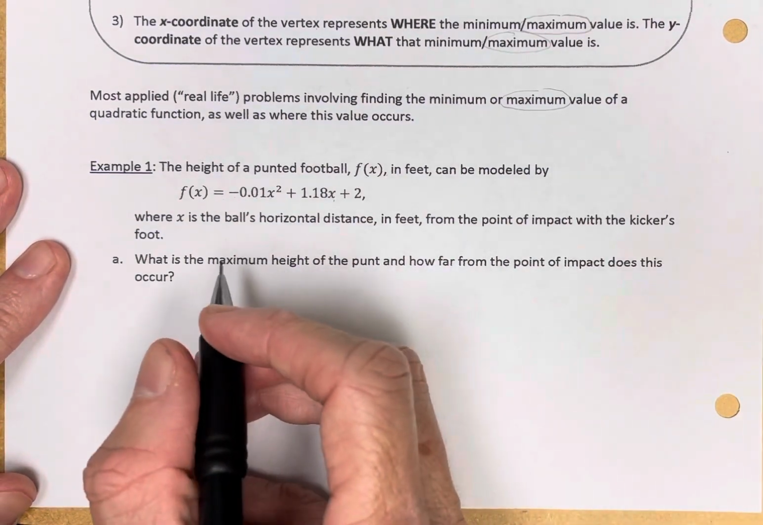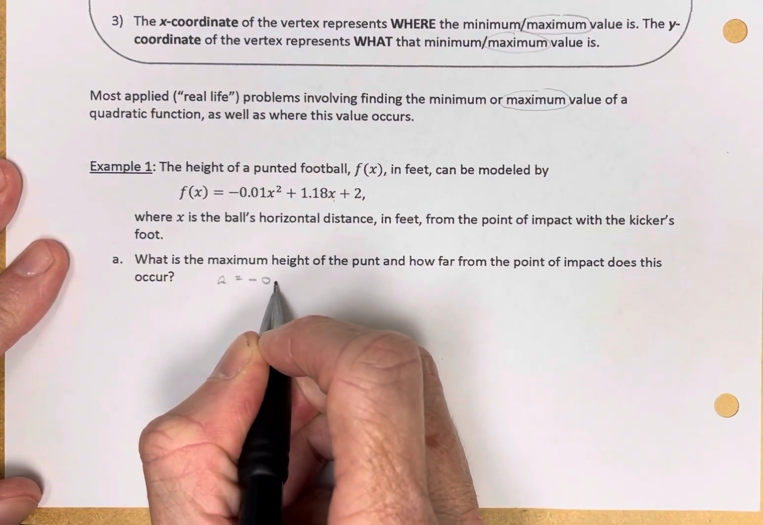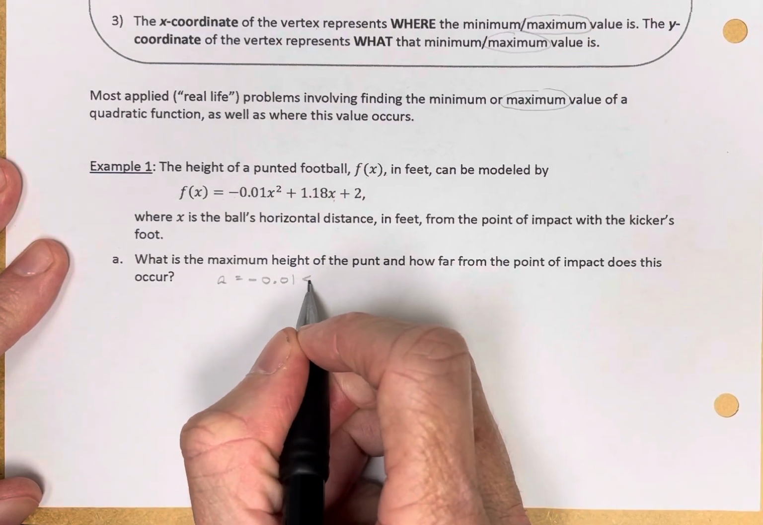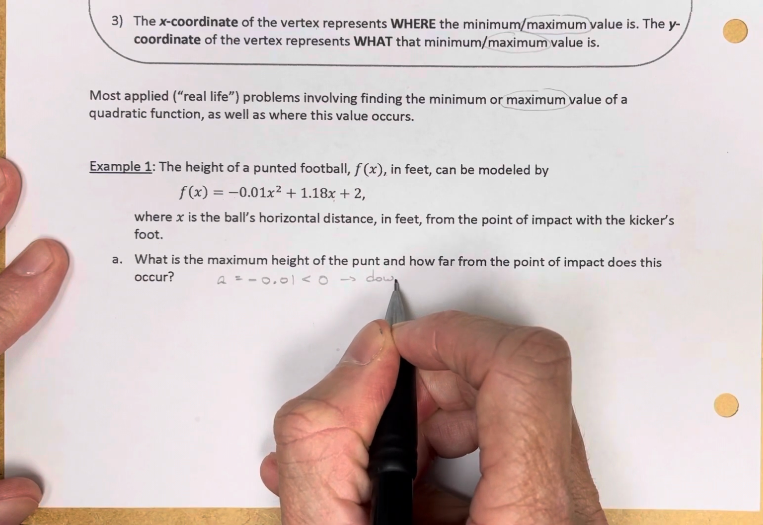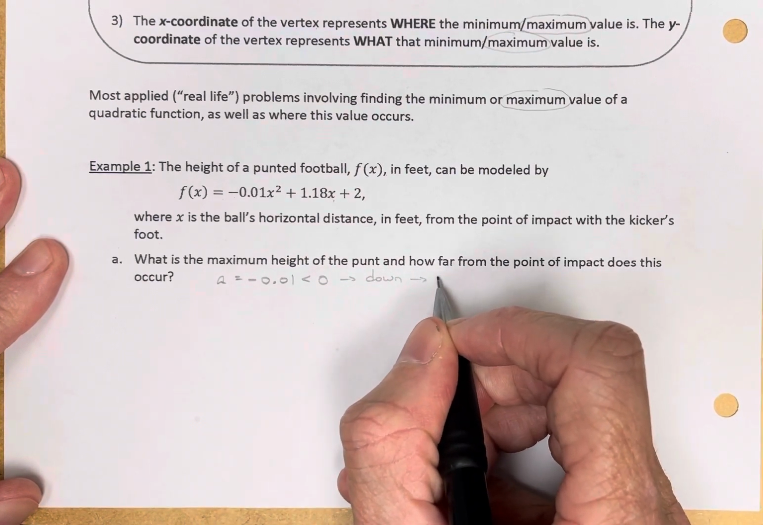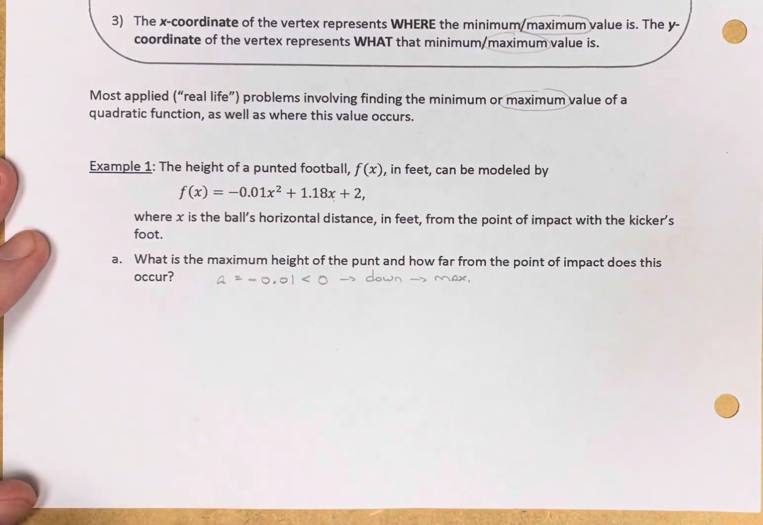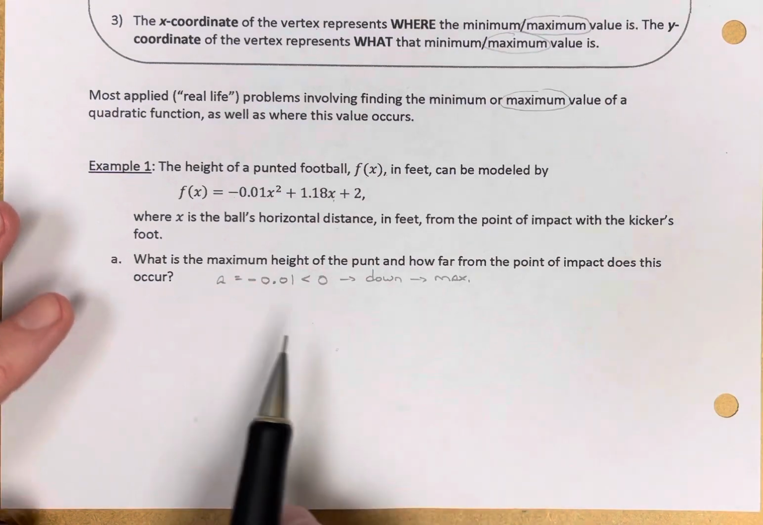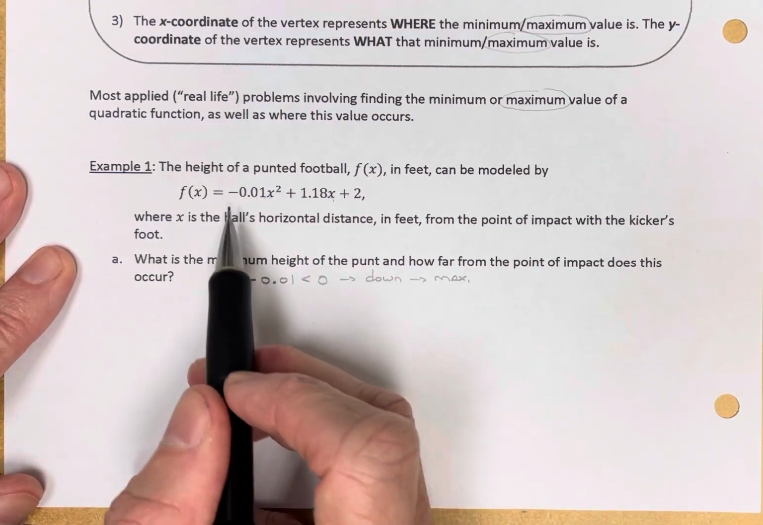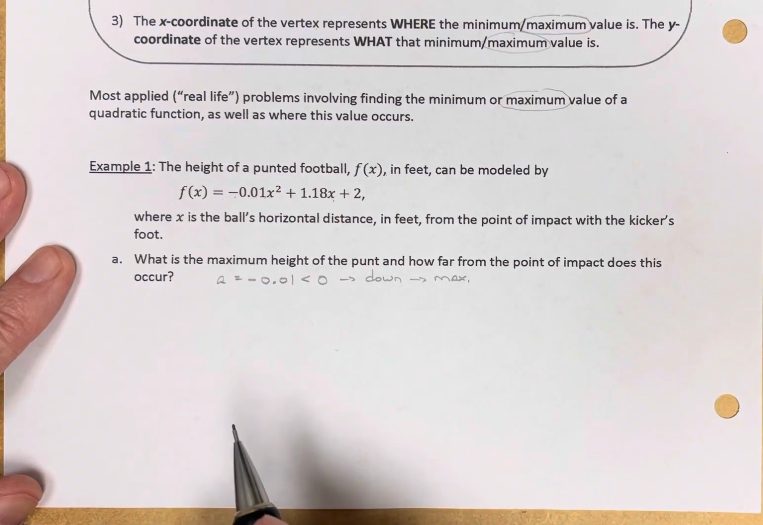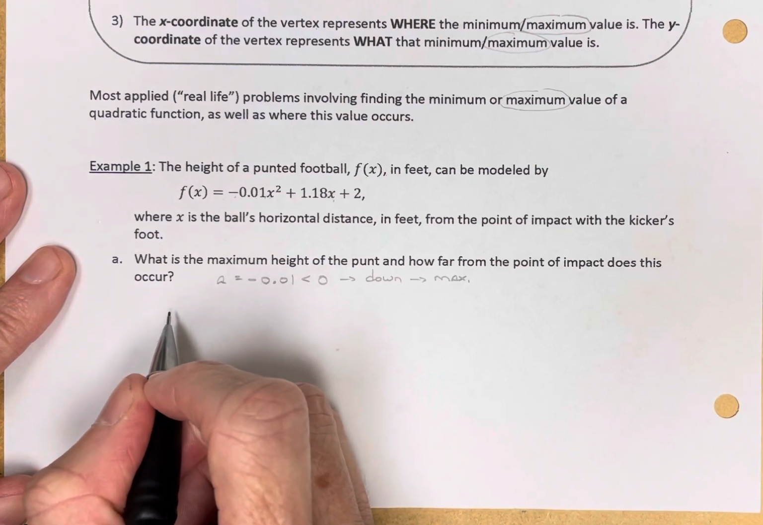So what do we know? We know that a is equal to negative 0.01, that is less than 0. That means it opens down, and that means the vertex is a max. But we knew that because this says what is the maximum height. So we knew we had a max. I'm just pointing out that the coefficient of the x squared term is negative, which means we have a maximum value. So what is the x coordinate of that maximum value?